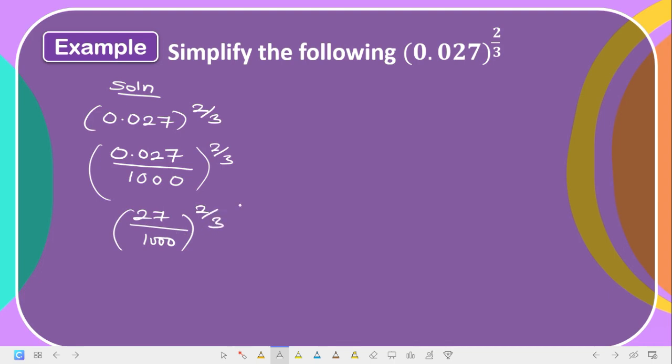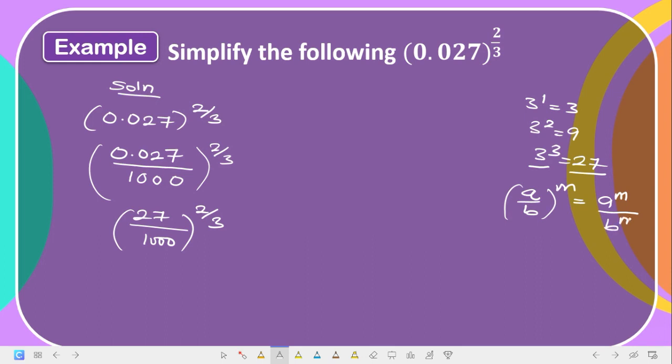Now the index form of 27: 3 raised to the power of 1 is 3, 3 squared is 9, and 3 raised to the power of 3 is 27. So in place of 27, we can put 3 raised to the power of 3. Now, note that there is a law of indices that states that a over b raised to the power of m is the same thing as a to the power of m all over b to the power of m.